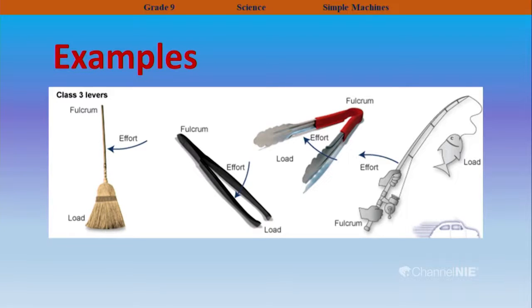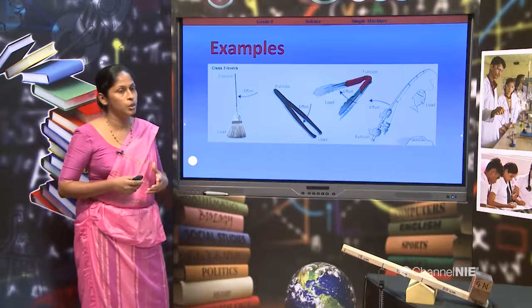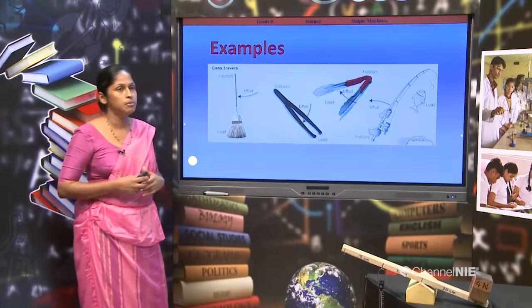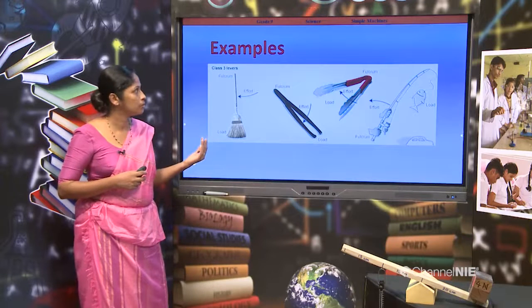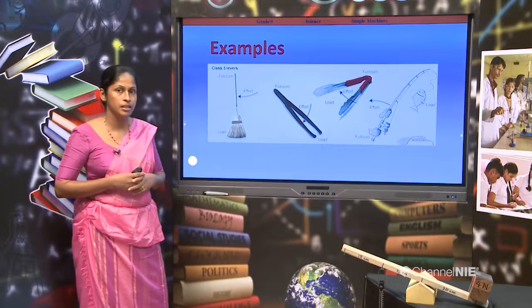In all these simple machines, effort is greater than load, but the load moves a much greater distance. So, simple machines, especially third order simple machines, are used as a distance multiplier.